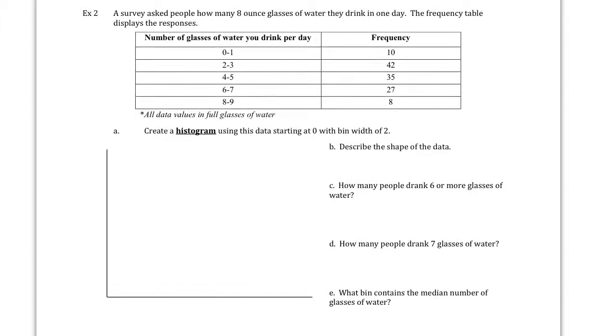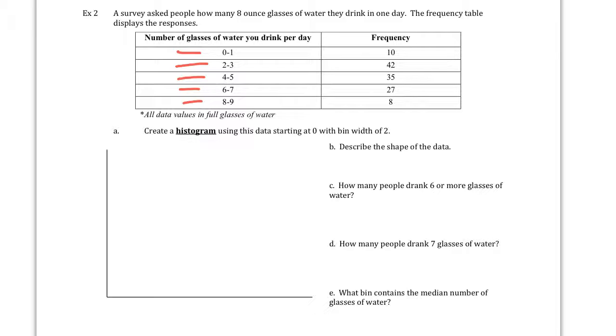Well, the bin width of 2 is referring to each of these categories here. 0 to 1, 2 to 3, 4 to 5, 6 to 7, 8 to 9. Because those are each 2 glasses of water wide. 0 or 1, 2 or 3.